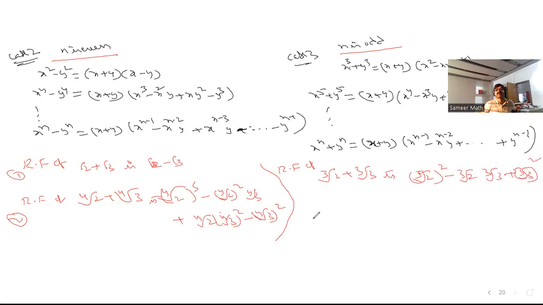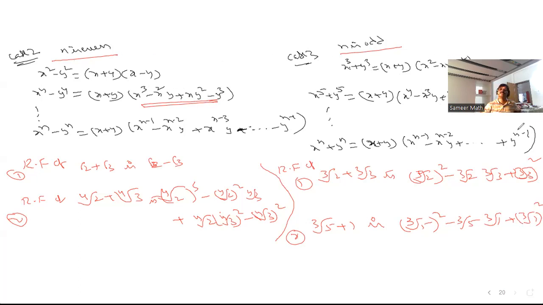I'll take one more example. ∛5 plus 1 is there. This is one example. This is second example: (∛5)² minus ∛5·∛1 and here (∛1)². Most important in these two, what is the difference? In this one, last term is negative; in this one, last term is positive. Even though we get alternately minus in the second factor, last term is negative when n is even, and when n is odd, last term is positive.